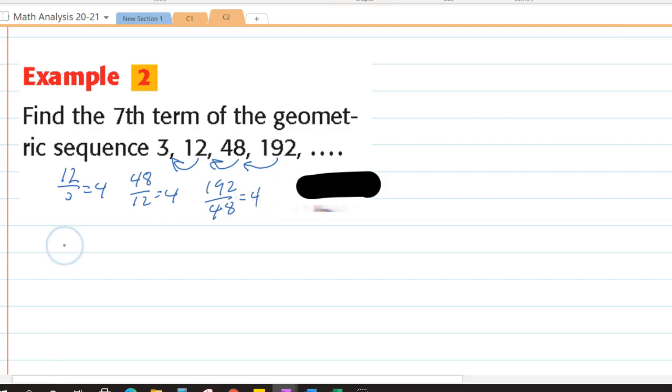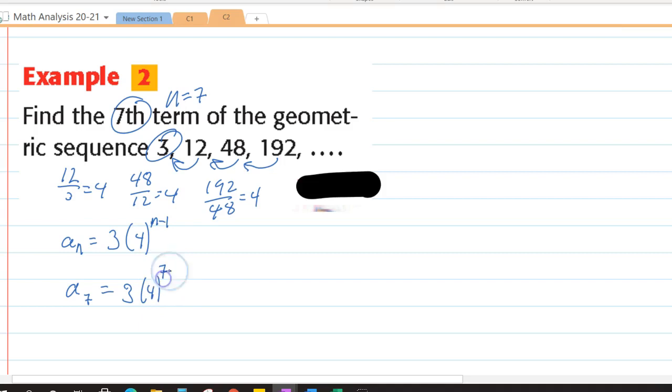Now we write our geometric sequence. A sub n is equal to, our first term was 3. Our r value is 4. I still like to put it in parentheses, raised to the power of n minus 1. They're asking for the 7th term. That means n is equal to 7. 7th term, n equals 7. A sub 7 is equal to 3 times 4 to the power of 7 minus 1. That means you have 3 times 4 to the power of 6.